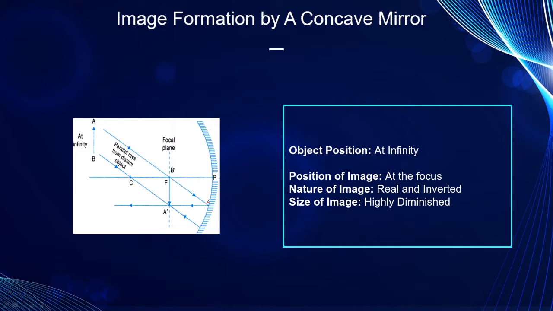अगर रे फोकस से जाएगी तो रिफ्लेक्शन के बाद principal axis के parallel हो जाएगी. So I draw a ray which passes through the focus, and after reflection it becomes parallel to the principal axis. Second ray, I make it parallel to this one, but I make it pass through the center of curvature. तो rule number 3, अगर center of curvature से जाएगी तो जिस रास्ते से आई थी उसी रास्ते लौट जाएगी. Because if the angle of incidence is 0, the angle of reflection also needs to be 0.